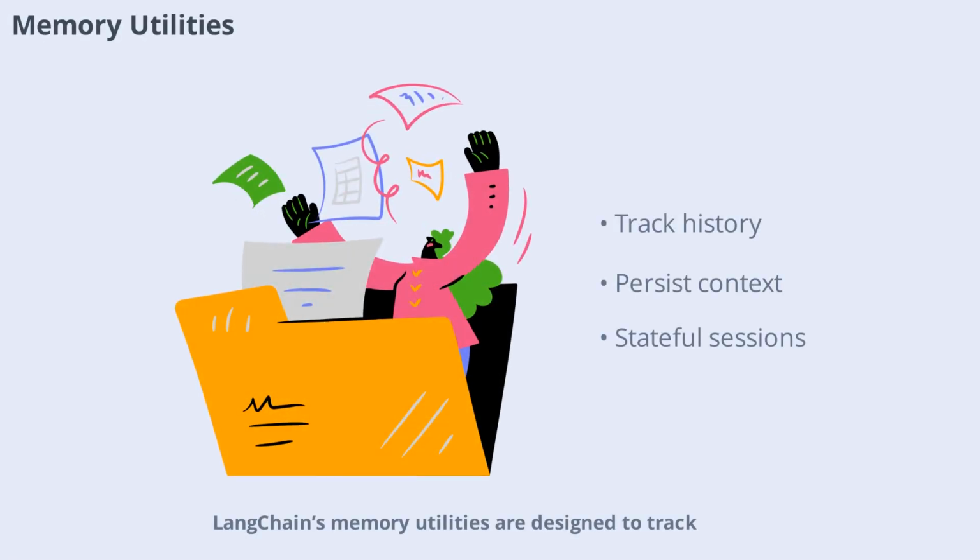LangChain's memory utilities are designed to track and persist conversational history across stateful sessions. This means your AI can remember past interactions, maintain context, and deliver more coherent responses over time. Whether you're building a chatbot or a complex multi-step assistant, memory management is key to a seamless user experience.